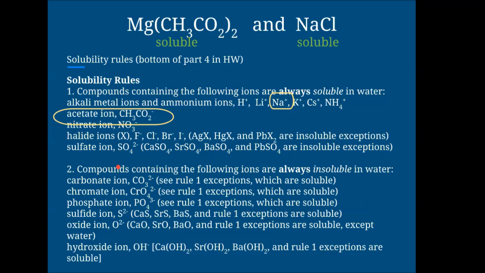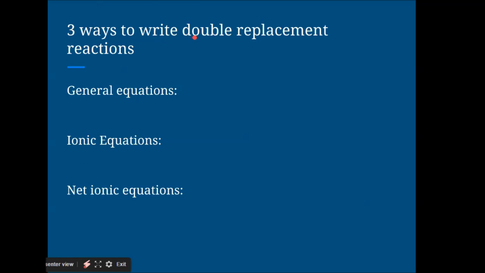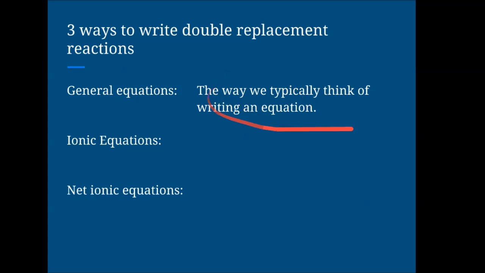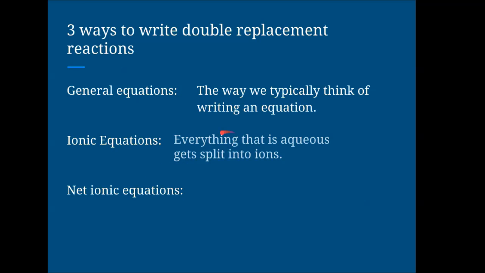Now let's talk about the different ways that we can write out double replacement reactions. There are 3 ways that we can write out a double replacement reaction. There are the general equations. Those are the way that we typically think about writing out an equation: ionic compound plus ionic compound yields another ionic compound plus another ionic compound, and then you'd balance it and do all that jazz. Ionic equations. In an ionic equation, anything that is aqueous, anything that was soluble, is going to dissociate into its ions.